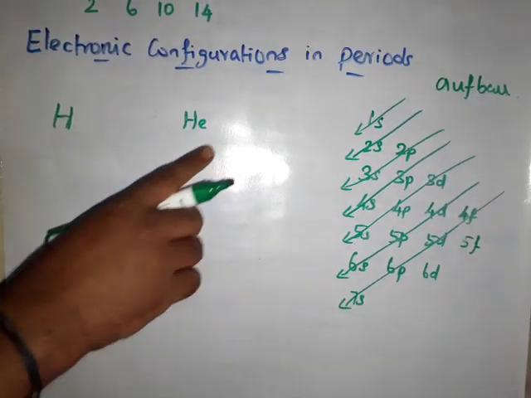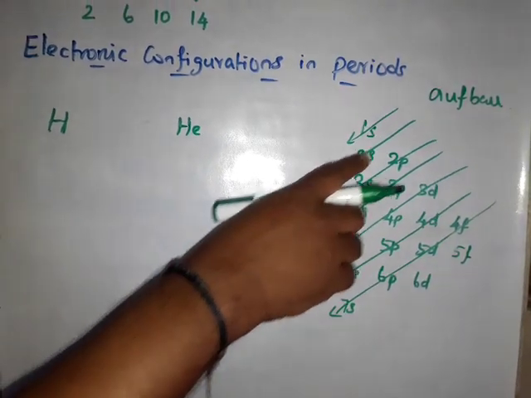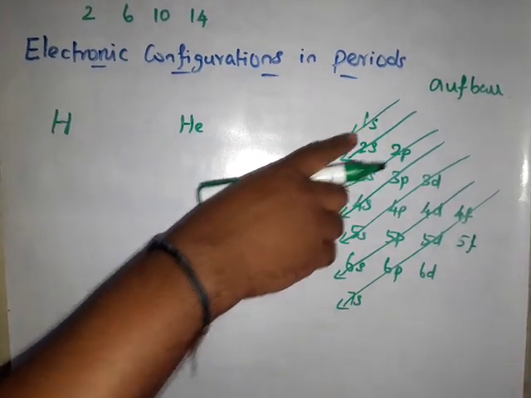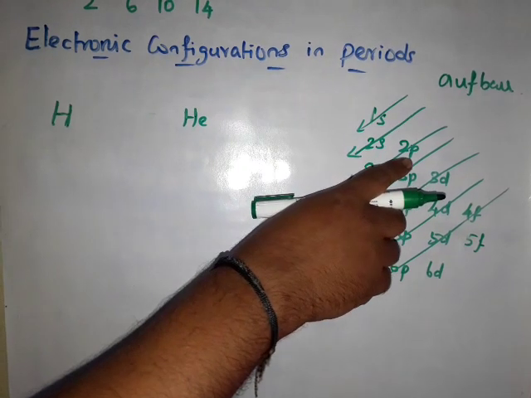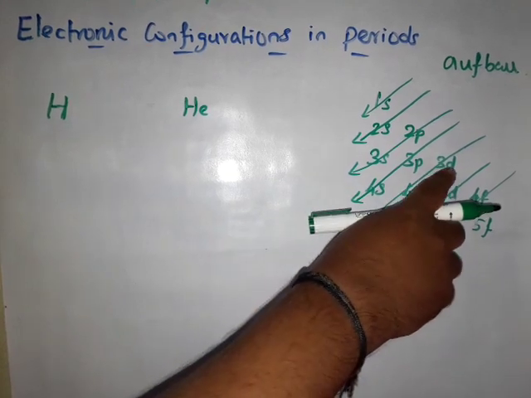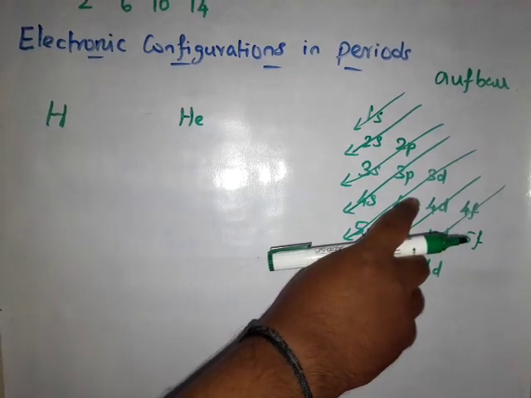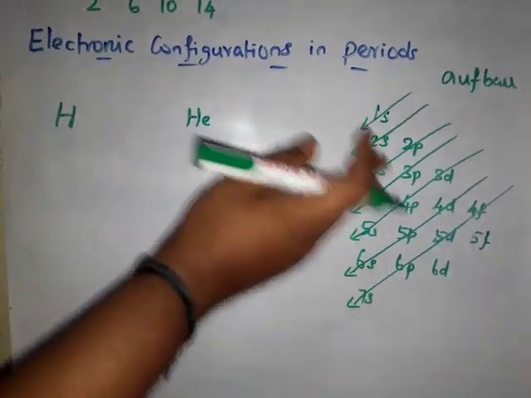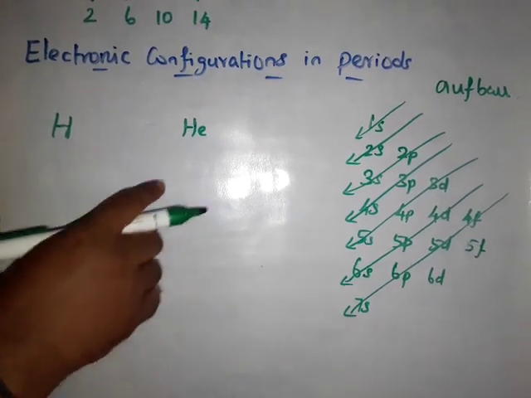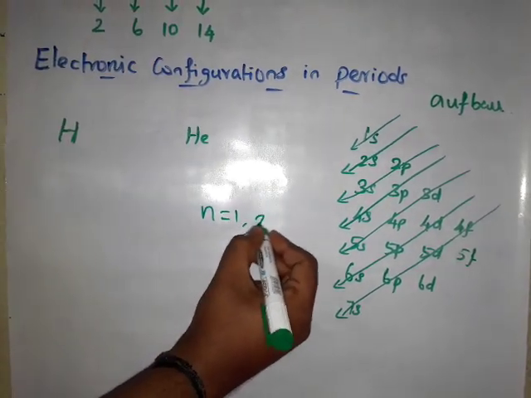Electronic configuration in a period. First, we are aware of the Aufbau principle, based on the energy levels, that is the filling of electrons in the energy levels. The first energy level is 1s, the second is 2s, then 2p, 3s, 3p, 4s, 3d, 4p, 4d, like this. The different energy levels are there. The periodic table is associated with the filling of the next principal energy level, that is n equal to 1, 2, 3, and so on.